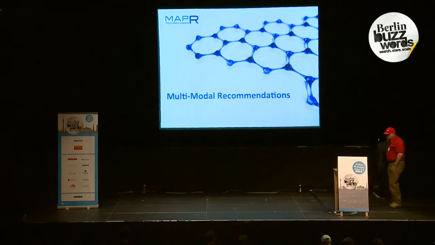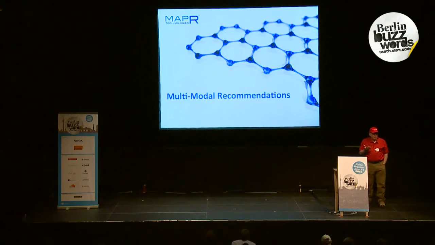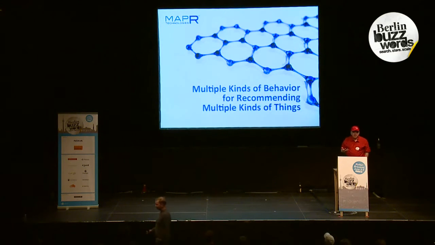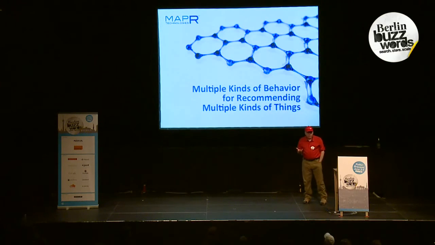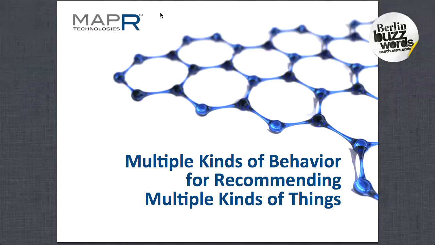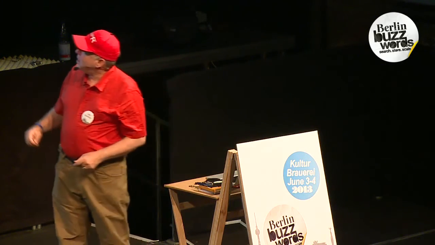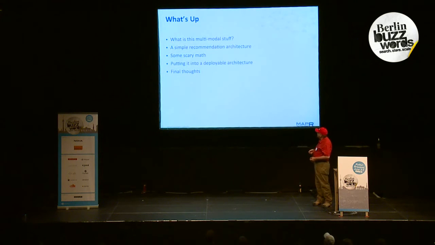Okay, and so I've had some feedback about this title, that it's a little bit ambiguous. It was his master's topic, so that's the first hint that maybe I should do that. So I think I need to redefine the topic here a little bit. What I mean is multiple kinds of behavior being observed in order to recommend multiple kinds of things. So that's what I mean by multimodal. I also call this polyvalent recommendations, but that's even worse than multimodal. Nobody understands that. So what we're going to talk about today is, what is this multimodal stuff?